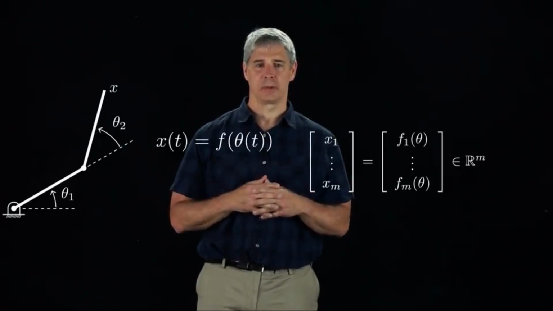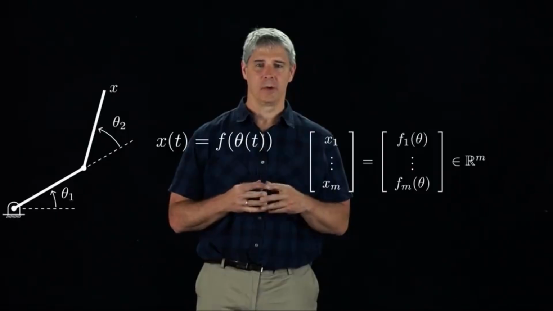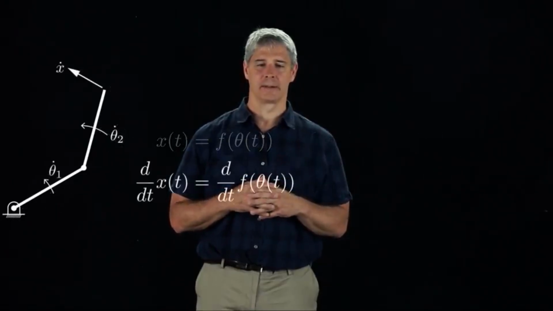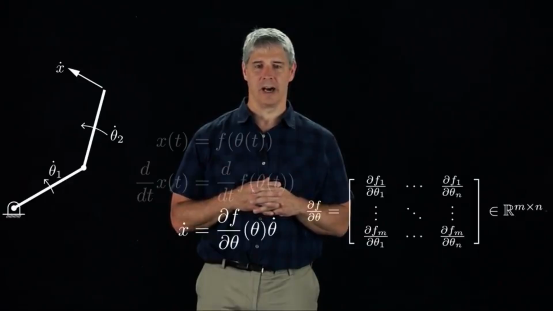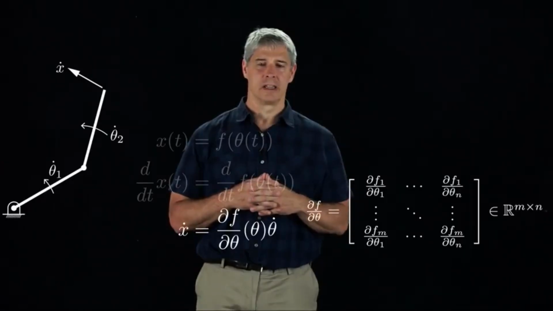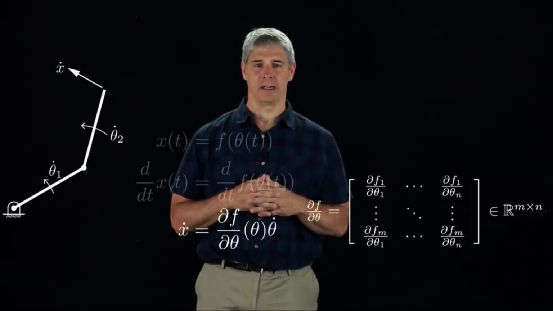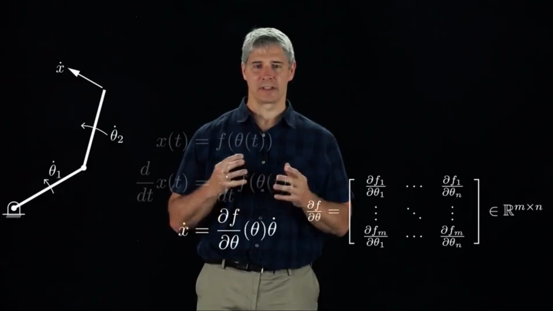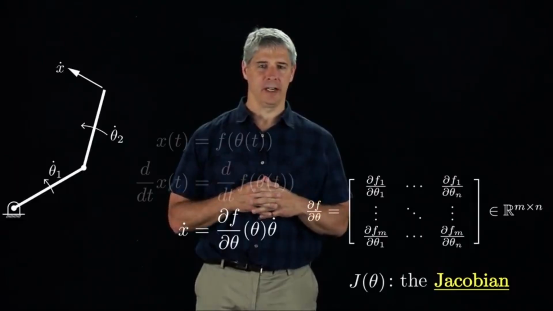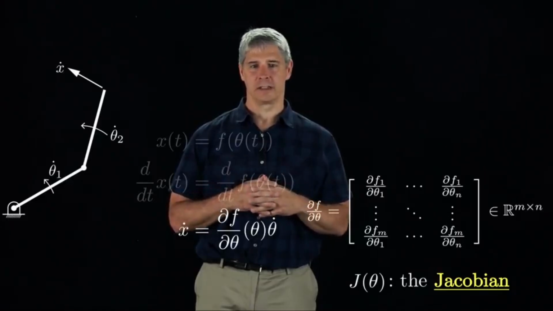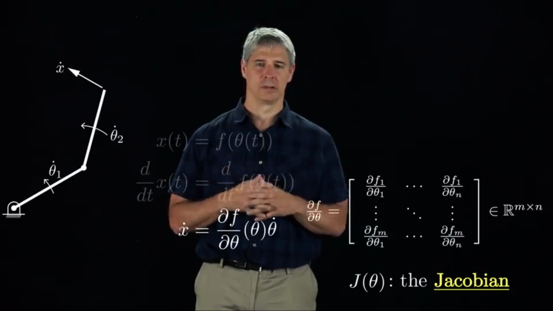To find the relationship between the joint velocities and the end effector velocity, we take the time derivative of the forward kinematics. Applying the chain rule for differentiation and dropping the dependence on time, we get x dot equals df d theta times theta dot. Because x has m coordinates and the joint vector theta has n coordinates, the matrix of partial derivatives df d theta is m by n. This matrix is called the Jacobian, J of the robot arm. The Jacobian is important not only for relating joint velocities to end effector velocities, but also for relating end effector wrenches to joint forces and torques, as we will see soon.